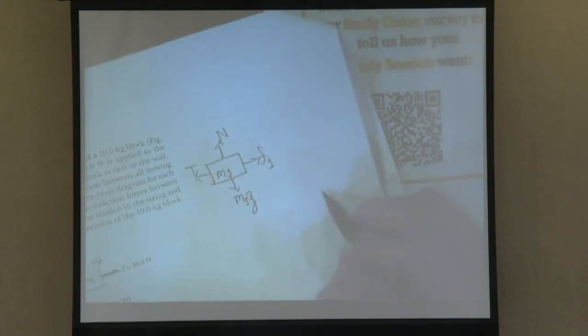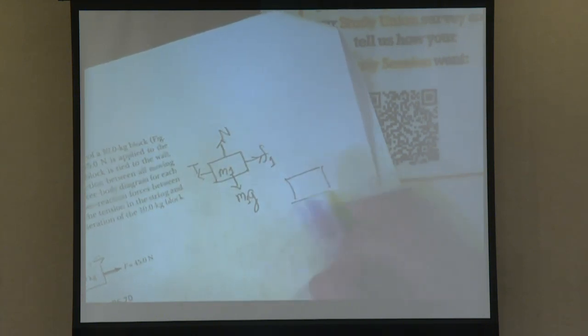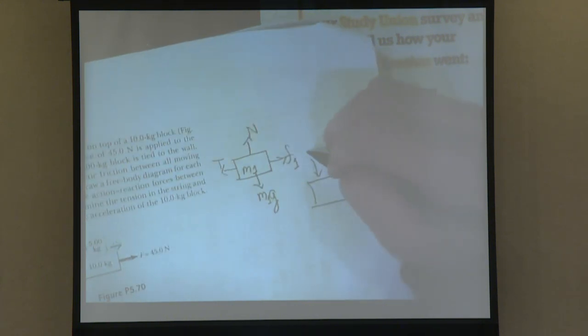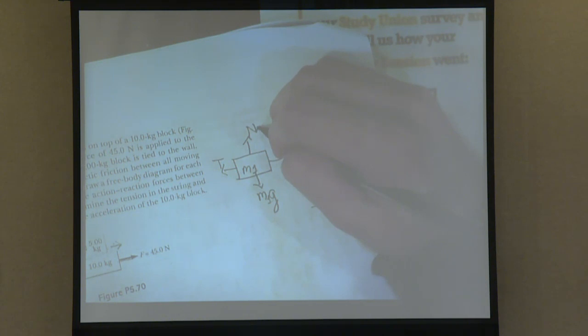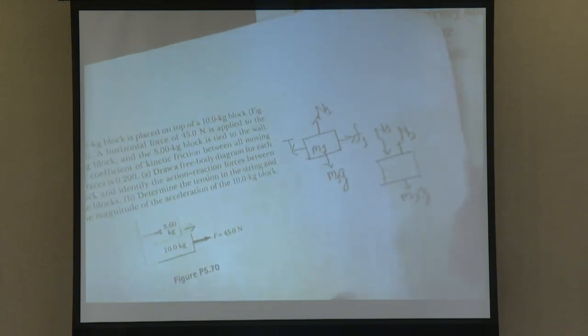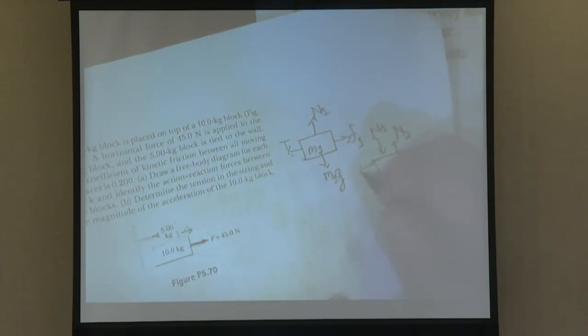Then for block 2, it's going to have not only a normal force going up, but also the normal force of the first one coming down on it, and a gravity force right here, as well as a friction force from itself sliding on the ground, as well as sliding against block 1. And then it's going to have the force that's pushing against it this way, which is 45 newtons.